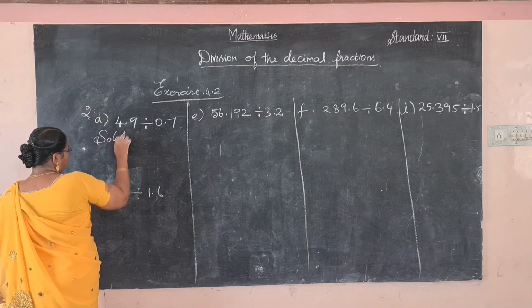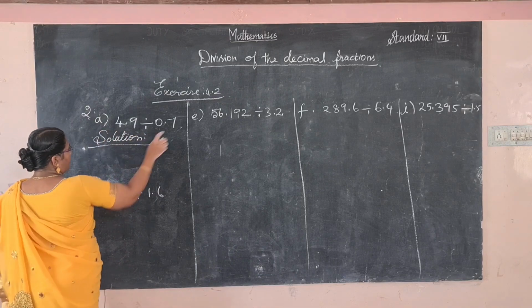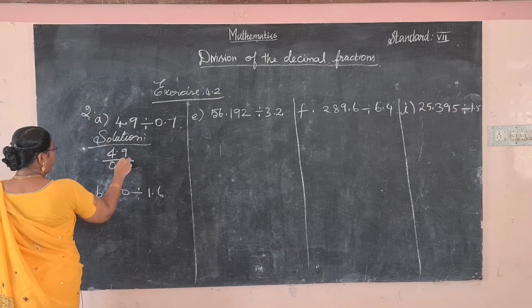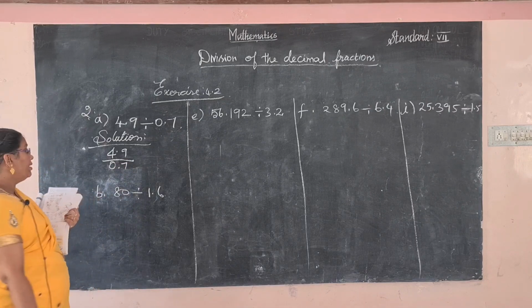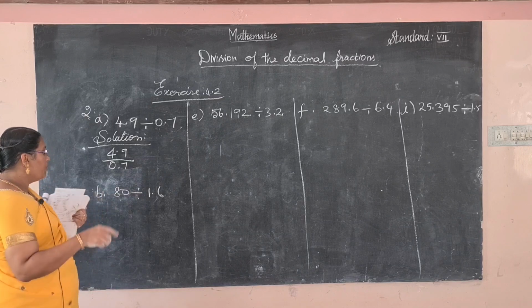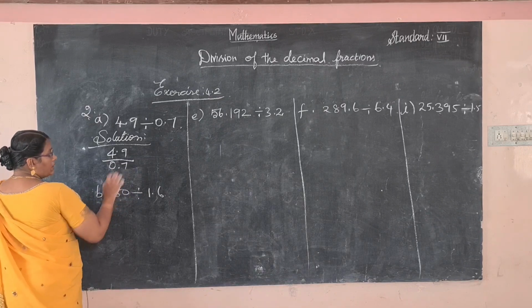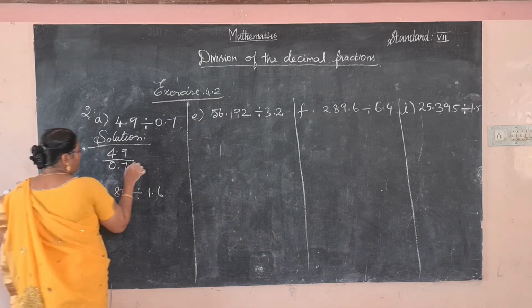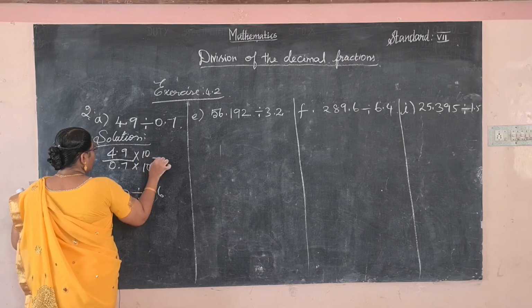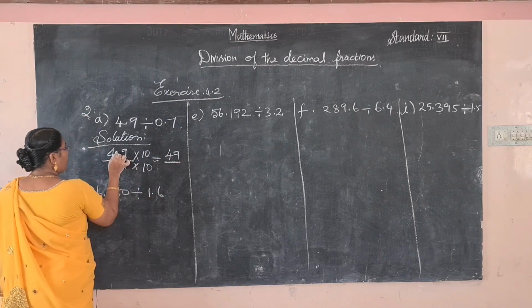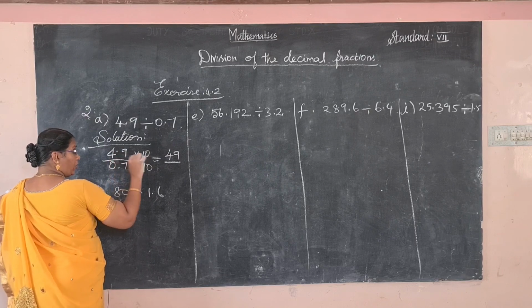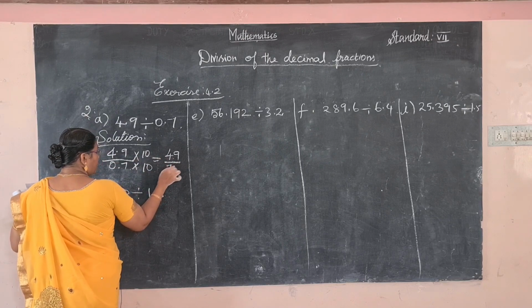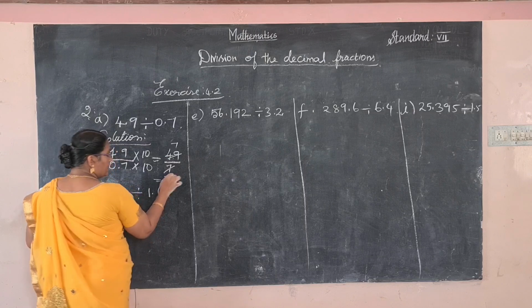Solution. So how do you do it? 4.9 divided by the divisor 0.7. How many decimal places are in the divisor? Only one. So the numerator and denominator are multiplied by 10. The decimal point moves to the right, so 49 divided by 7. Seven sevens are 49, so the answer is 7.